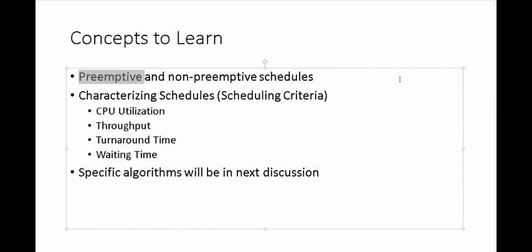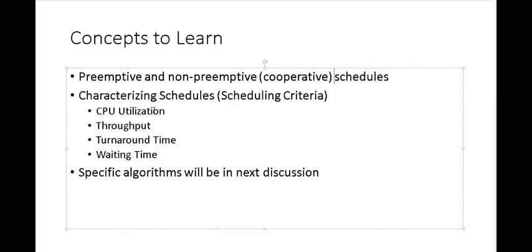So what you should pick up today: what does it mean if something is preemptive? What does it mean if it's non-preemptive? Non-preemptive, you will see in some texts they say cooperative. That means it cooperates, doesn't need to be stopped, forced to stop.